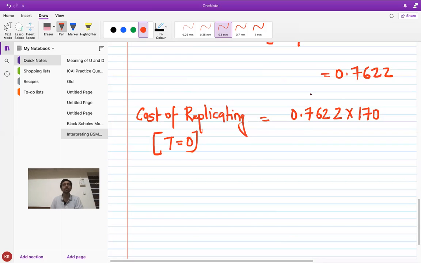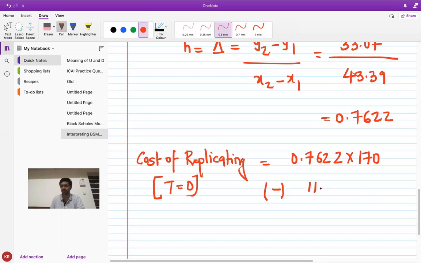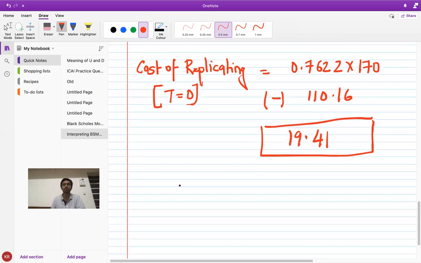But then the whole amount is not a cash outflow for you. You're going to receive some money, which I'm denoting as negative. You're going to receive 110.16 because you have borrowed 110.16 today. So 0.7622 into 170 is your cash outflow, and you're going to receive 110.16 as cash inflow because you've borrowed that amount. And when you solve for this, the answer will be 0.7622 into 170 less 110.16, which equals 19.41. So the cost of the replicating portfolio at t equal to 0 is 19.41.